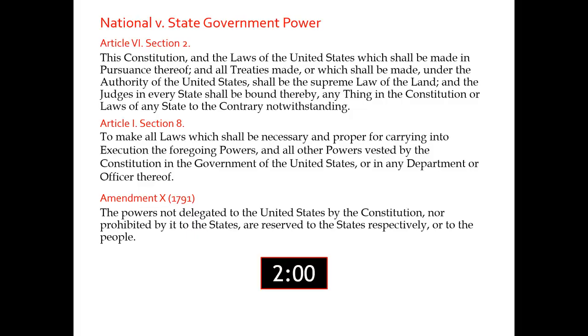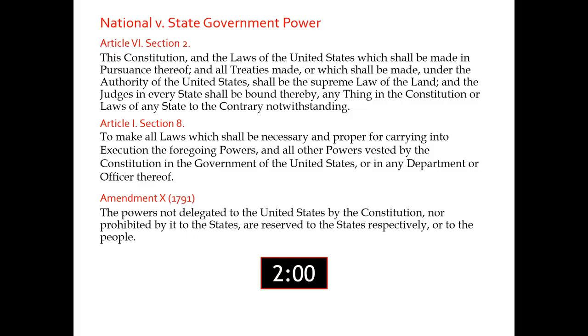Article 1, Section 8 is the necessary and proper clause. It gives the federal government, since it's the last clause of Article 1, Section 8, where all the enumerated powers are, the power to make all laws which shall be necessary and proper for carrying into execution all of the enumerated powers above in Article 1, Section 8.